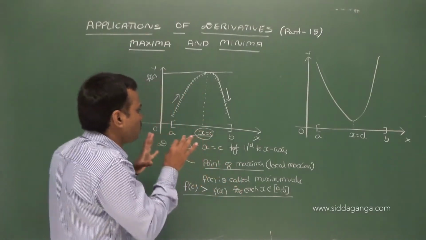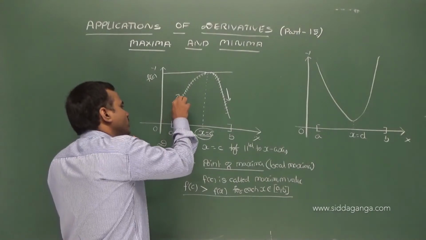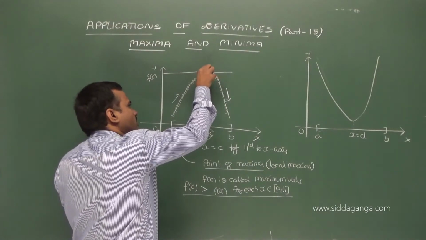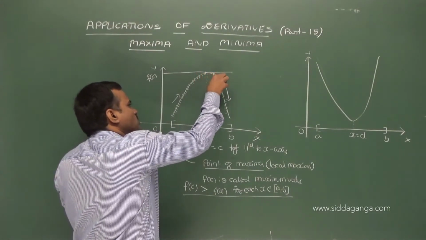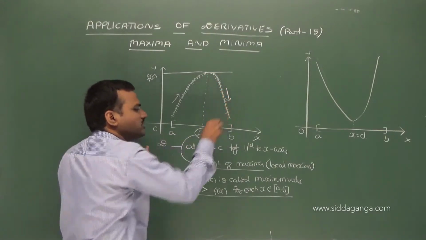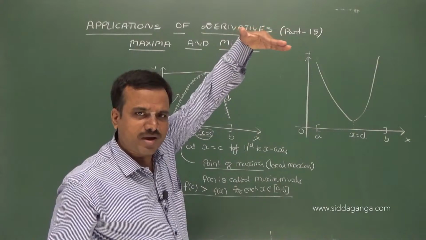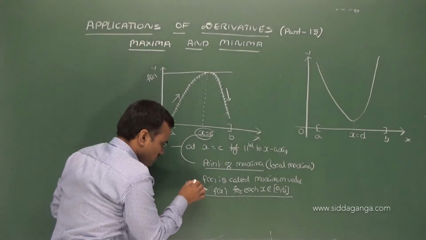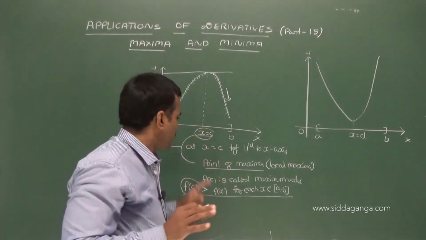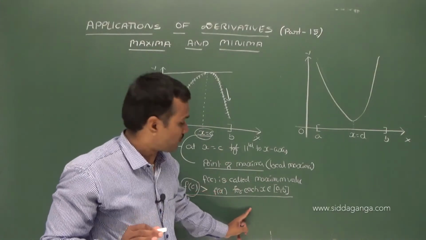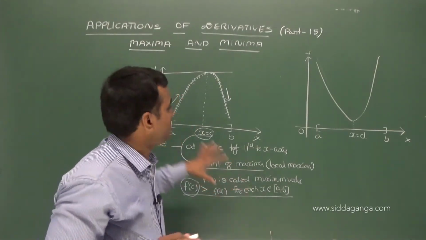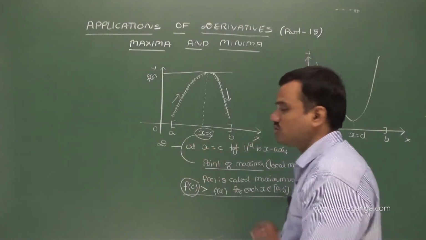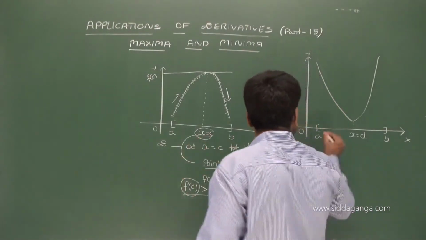In the concept of maxima, the tangent goes on increasing, correct? And it is parallel to x-axis. This is very important. It reaches parallel to x-axis, then it goes on decreasing. The word says maxima, highest value. F of c is the highest value for all f of x for x belongs to a comma b. This is the concept of maxima without using derivative.